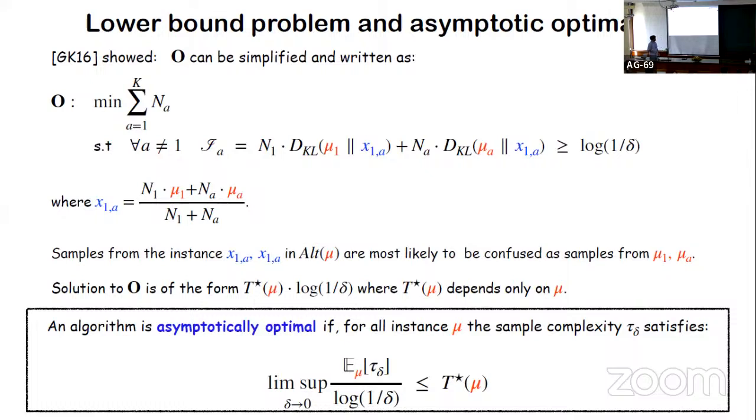And now we define asymptotic optimality of an algorithm by saying that the algorithm asymptotically must consume at most t star times log of 1 over delta samples. So all of this is about how an optimal algorithm must allocate samples. Now we should say when it should stop.